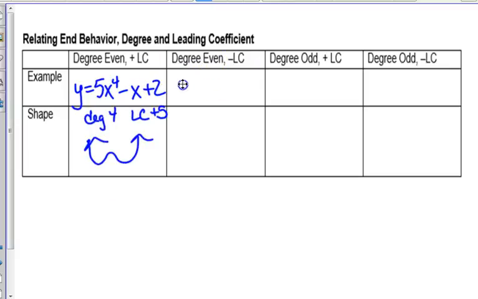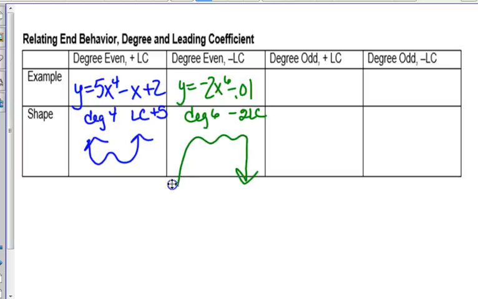Even degree but negative leading coefficient might look like negative 2x to the 6th minus 0.01. Just being a pain in the neck, okay? So it is degree 6 with a negative 2 as the leading coefficient. So it would go both ends down. May or may not have some gobbledygook in the middle. That one wouldn't, but all we're looking at is end behavior here, guys. When they talk about shape, we want the correct end behavior.